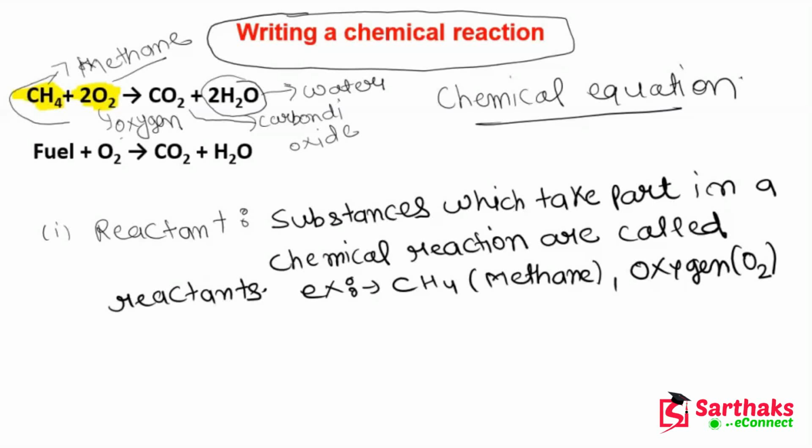Now the second important term is product. What is a product? The new substances formed after a chemical reaction are called products. These reactants react, and as a result they give us some products, and the products in this case are carbon dioxide and water.